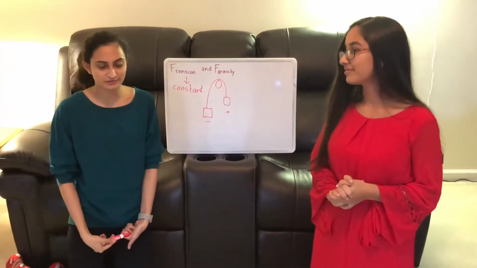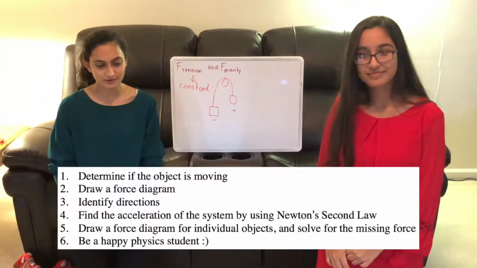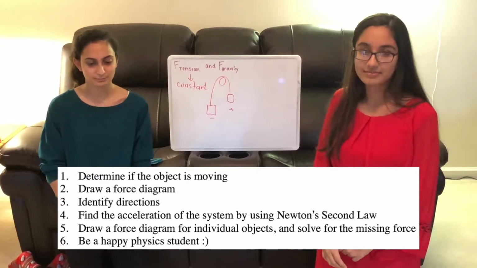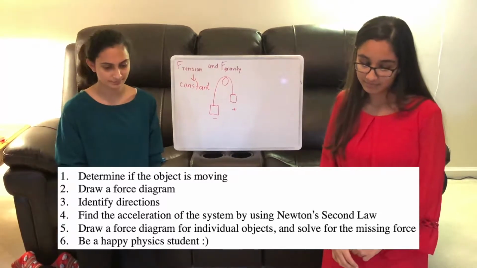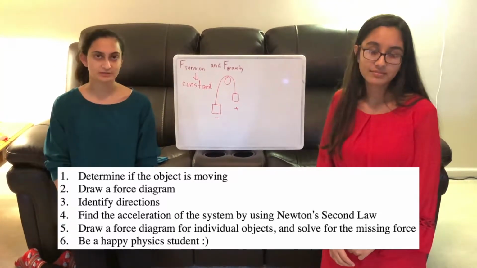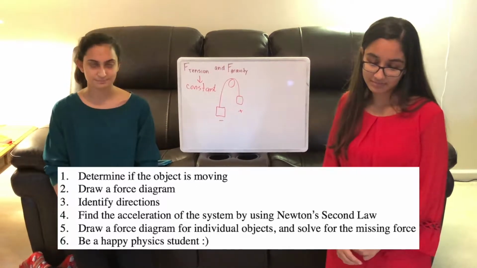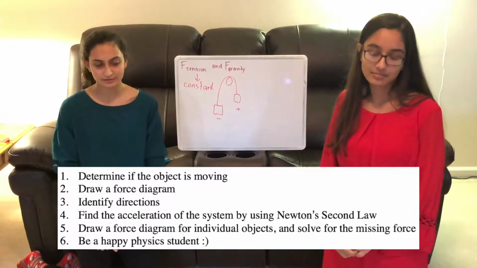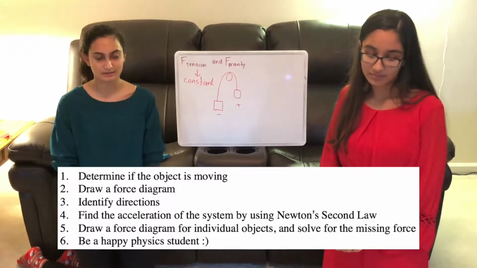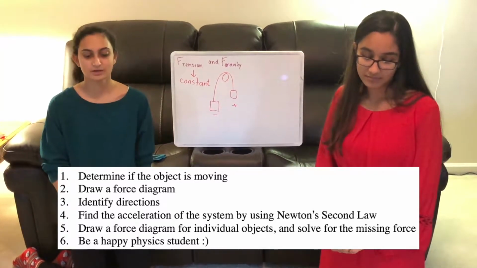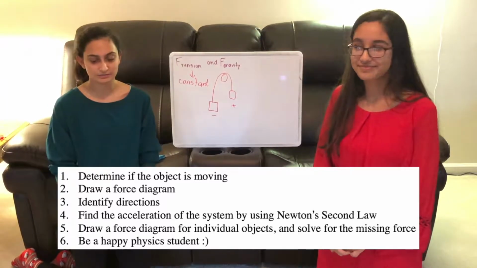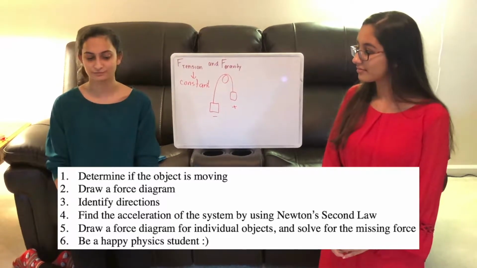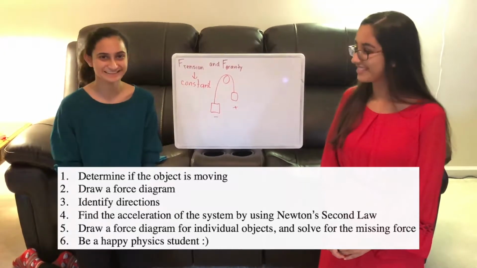So, how do you go about solving these problems? Number one, first you have to determine if the object is moving. Number two, draw a force diagram treating both of the masses and the string as one system. Number three, identify which direction is positive and which is negative. Number four, find the acceleration of the system by summing the external forces outside of the system and equating them to the mass times the acceleration. Number five, draw a force diagram for each individual object and solve for the missing force of tension by using the acceleration solved for previously. Number six, be happy to succeed.